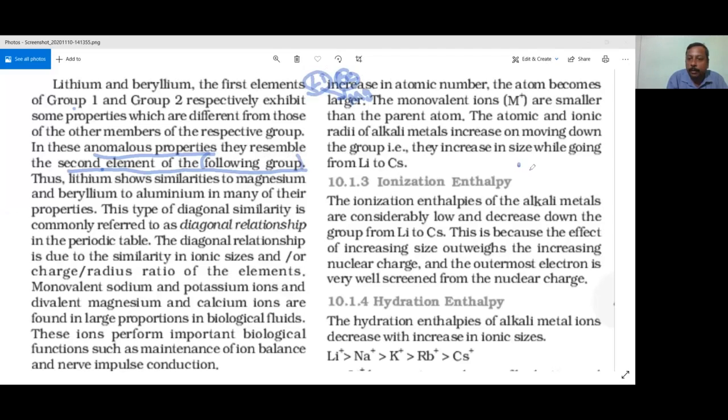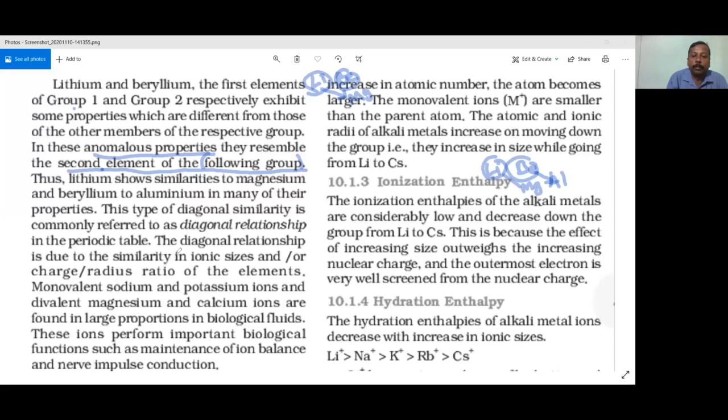For beryllium, the next group will be the 13th group. The second element will be aluminium. So beryllium properties will be similar to aluminium. For lithium, the next group will be the second group, and the second element will be magnesium. So lithium shows diagonal relationship with magnesium, and beryllium shows diagonal relationship with aluminium. This type of similarity is called diagonal relationship. This we have already studied in the periodic table.